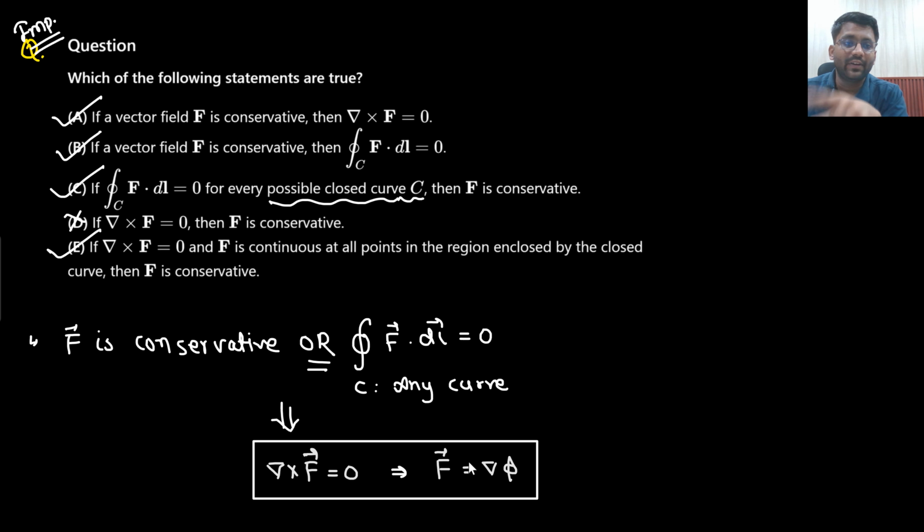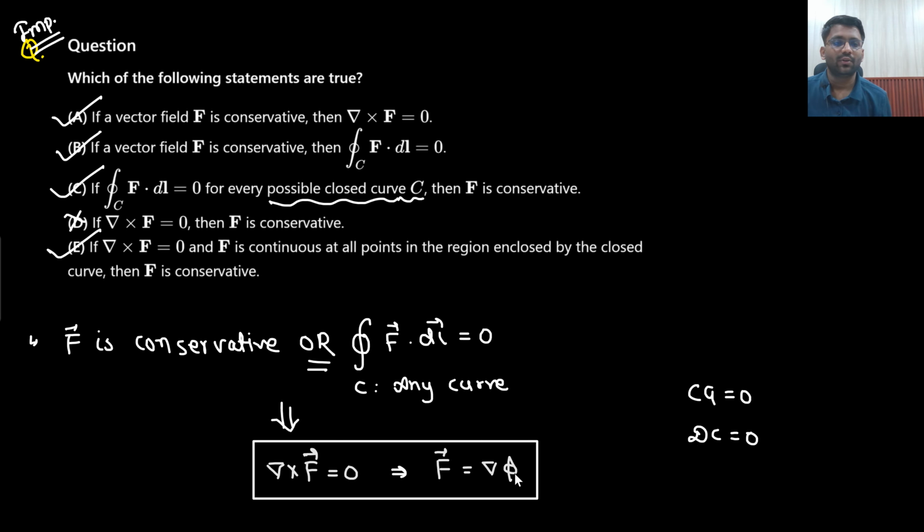If vector field f is conservative, or the closed line integral over any curve C of f dot dl comes out to be 0, then for sure del cross f will come out to be 0. And if del cross f is 0, then f could be written as the gradient of some scalar. I hope you remember. What do you remember? The null identity: divergence of curl is 0, and curl of gradient is 0. This is the gradient of some scalar field.